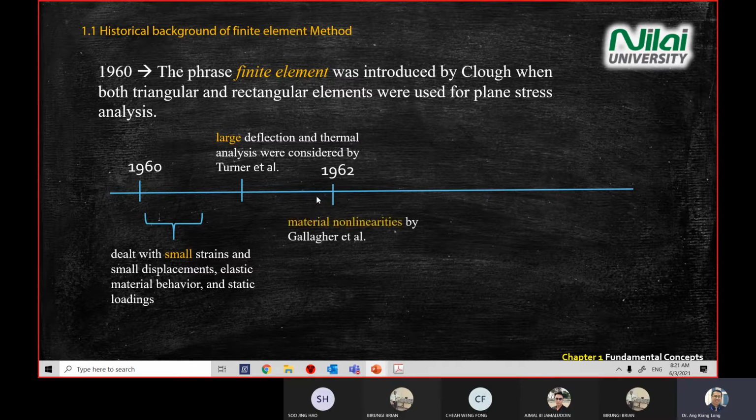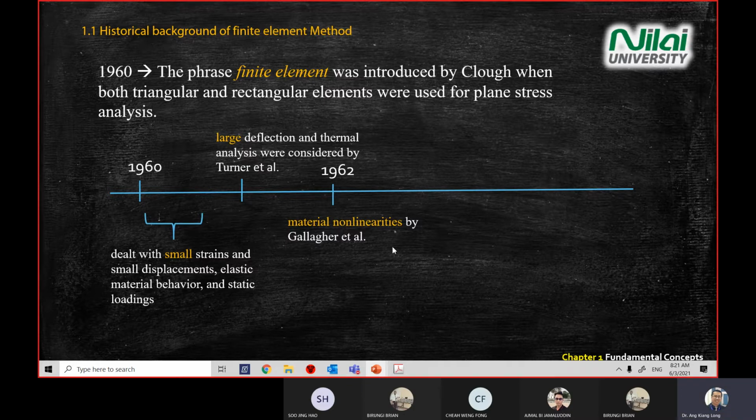Then after that, people start to look at material non-linearity. For example, what is material non-linearity? People start to study plastic material. As you can see, 1962 is the industrial era, so people start to look at metals. When you pull metal, what happens? When you forge metal, what happens? All right, non-linearity, plastic behavior.